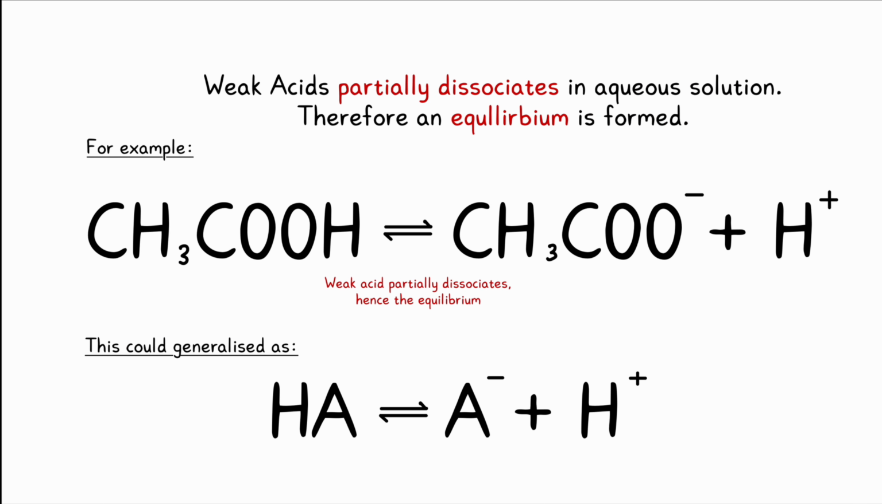So first of all, weak acids. Weak acids partially dissociate in aqueous solution. Therefore, an equilibrium is formed. So in my example right here, I have ethanoic acid, which partially dissociates into ethanoate ions and hydrogen ions.